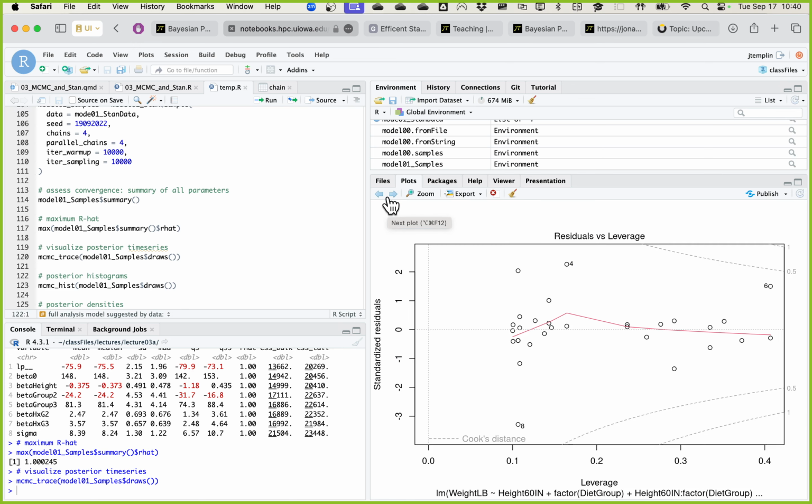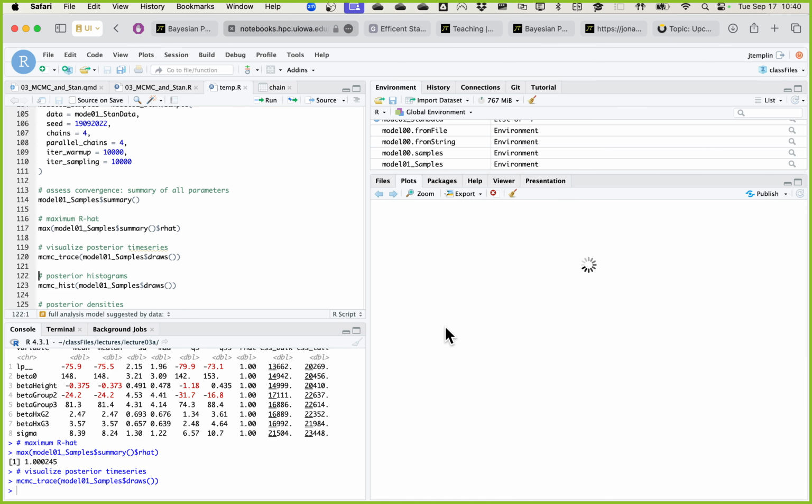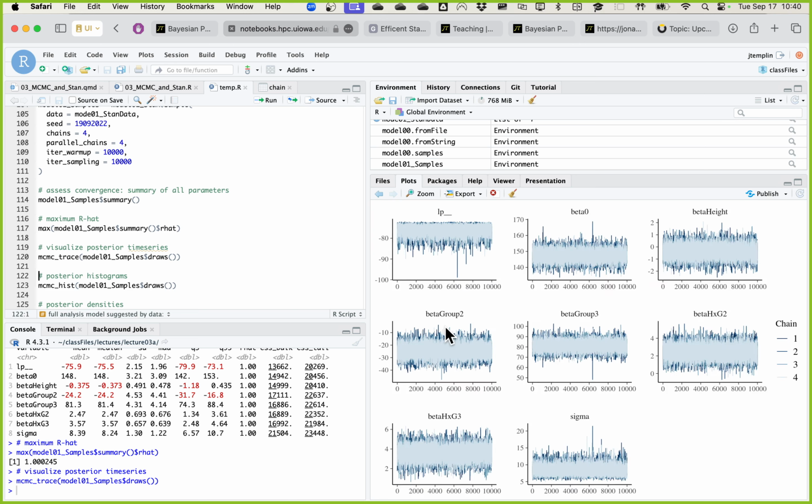And sometimes it takes a long time to plot these values because it turns out there's a lot of them. But here, LP, remember what LP was? It's our log posterior density. We don't often look at it. But all the other values are parameters that we're familiar with. So here, beta 0, height, group 2, group 3, height by group 2, height by group 3, and sigma. Does anybody think any of these look suspect to you in terms of convergence? They look pretty good to me.